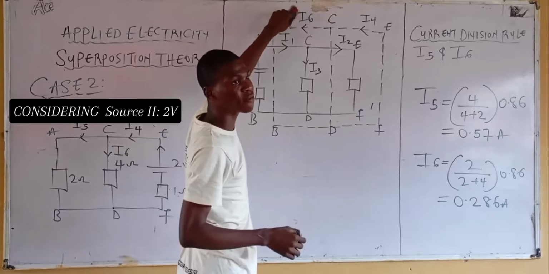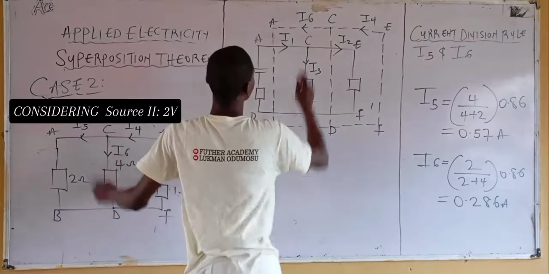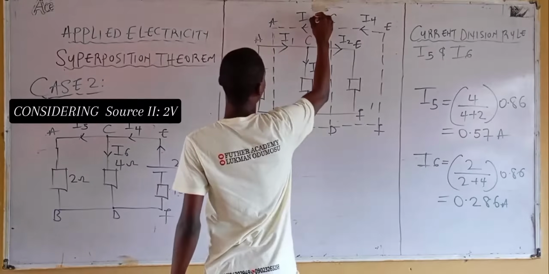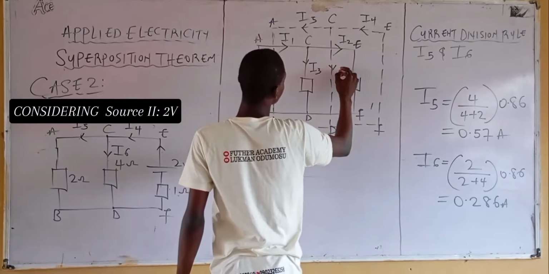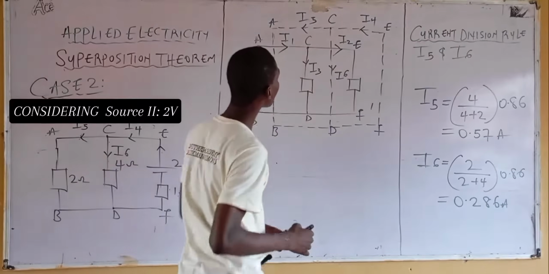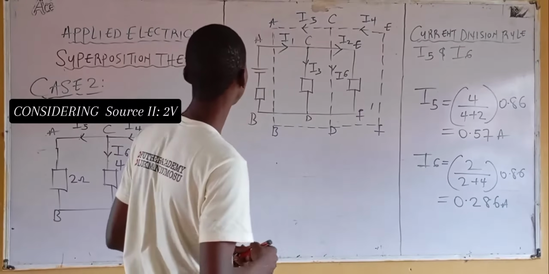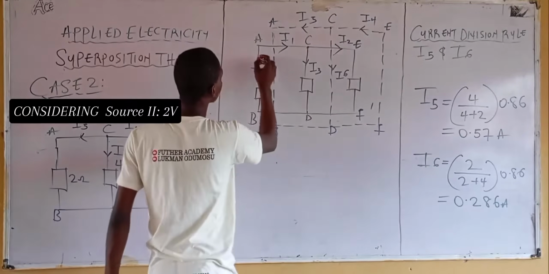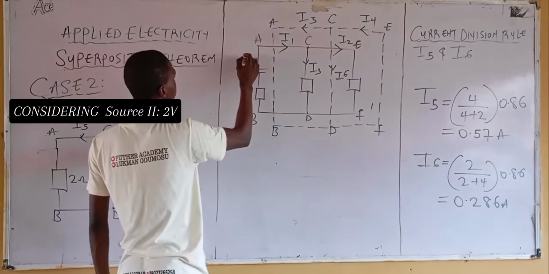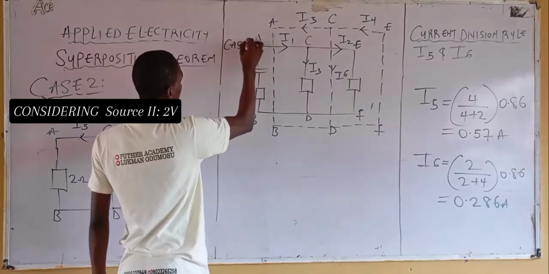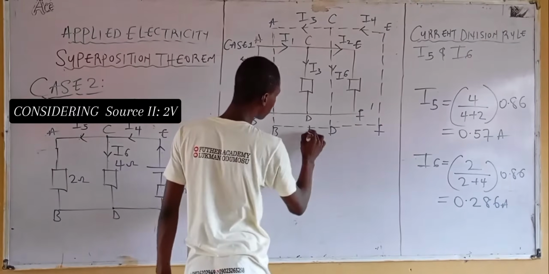What of this? I5 or I6? Okay, I5. And this one is what? Hope you are not convinced about the diagram. This one is for case 1. This diagram like this is for case 1. Then the broken line is for case 2.